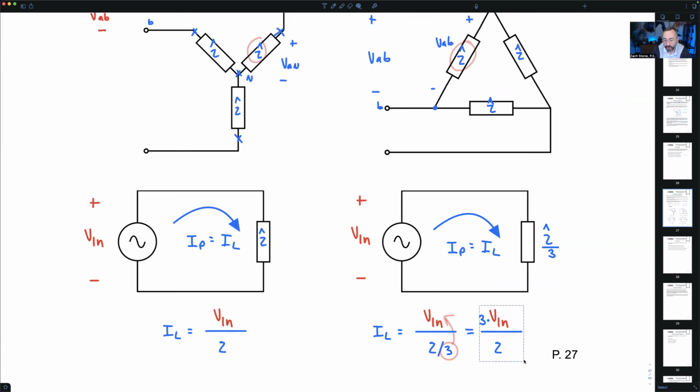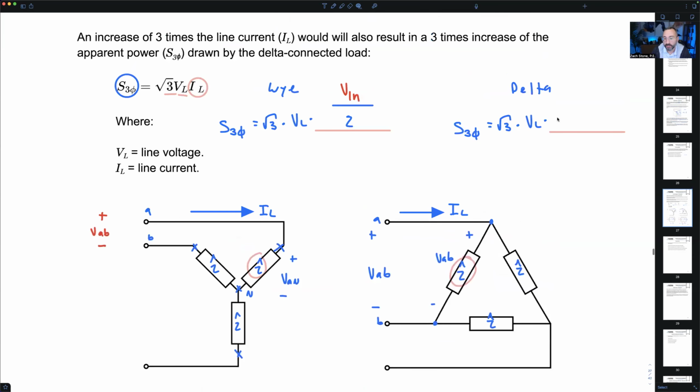Line current for the delta connection is 3 times the line to neutral voltage divided by the impedance. What's the only difference between these two formulas, between these two expressions? It's the only difference. Anyone spot it? Yeah, the 3, look. There's a 3 right here. Square root of 3, square root of 3.